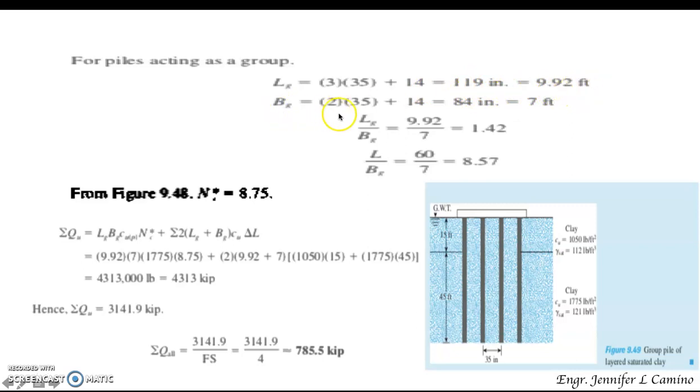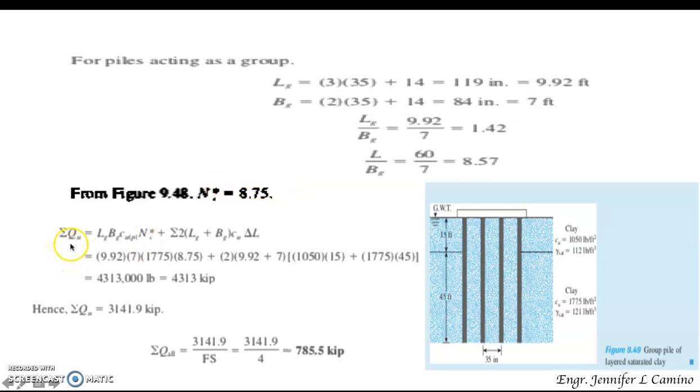Our B sub G here is from N2 minus 1, so 3 minus 1 is 2, times small d spacing 35 plus capital D, which is 14. So that gives us 84 inches or 7 feet. So this ratio now is equal to 1.42 and 8.57. And from figure 9.48, we can have our N sub C asterisk, which is 8.75.